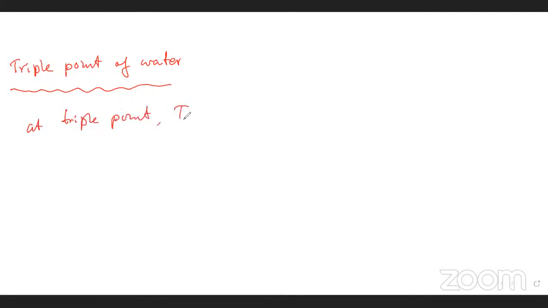The temperature T_R here, that's equal to 0.01 Celsius degree. Also it's equal to 273.16 Kelvin. At this temperature, the pressure we can also write as 4 millimeters of mercury.